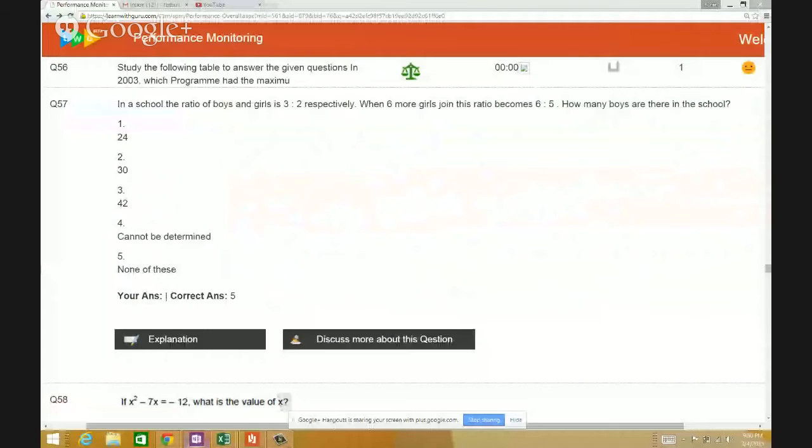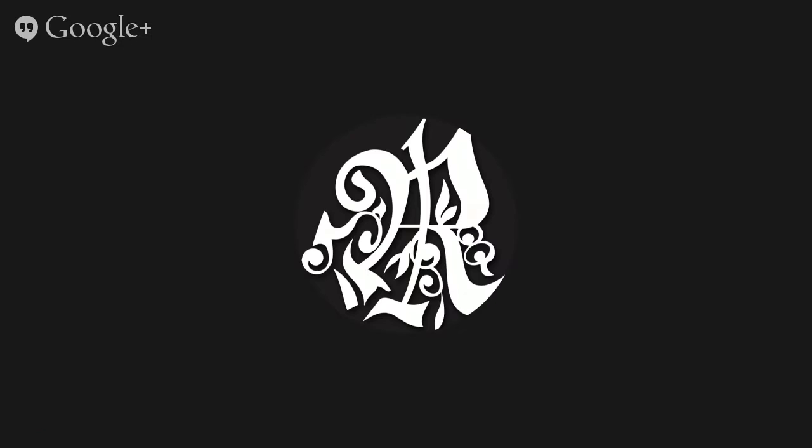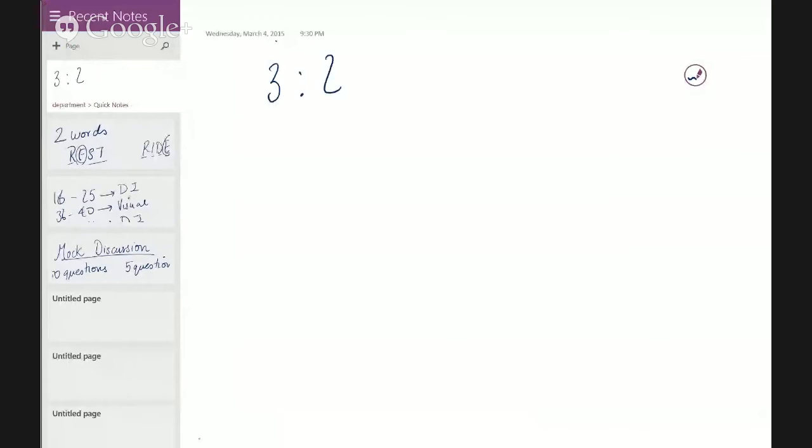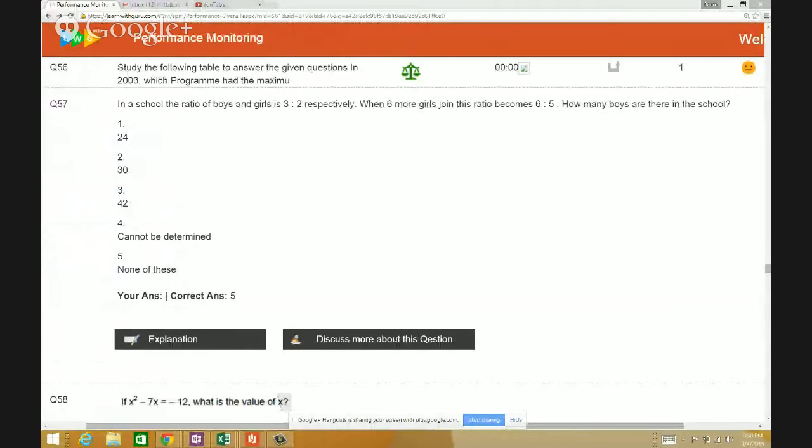The ratio of boys and girls is 3:2. When 6 more girls join, this becomes 6:5. Find the number of boys in the school. So boys and girls initially. Now this kind of question, you just play with numbers. Boys to girls is 3:2. So in the options, boys must be a multiple of 3. You have to find the number of boys, and all 3 are multiples of 3. Cannot be determined is removed because you can determine these answers. So multiple of 3.